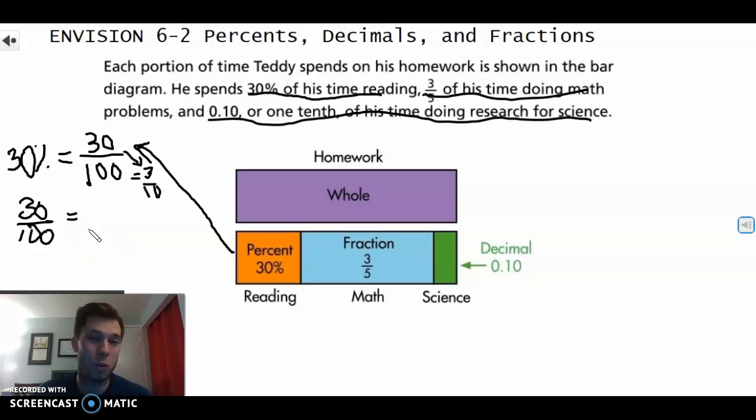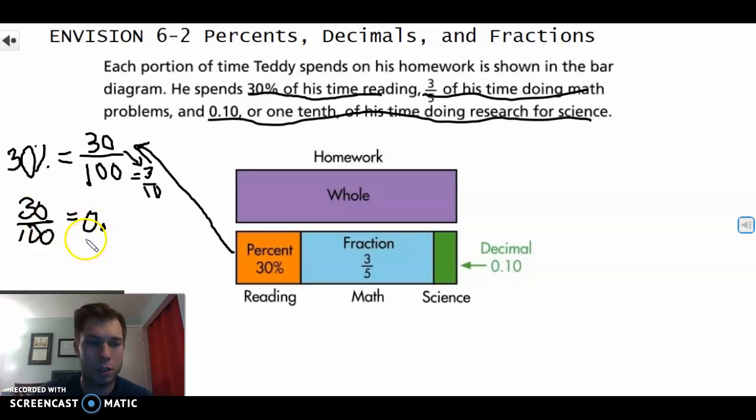Now, we're actually going to write the decimal exactly how we say it. So since this is 30 hundredths, we're going to write 30 hundredths. In order to do that, we start off with our 0 and our decimal point. After that, we're going to write this out to the hundredths place.